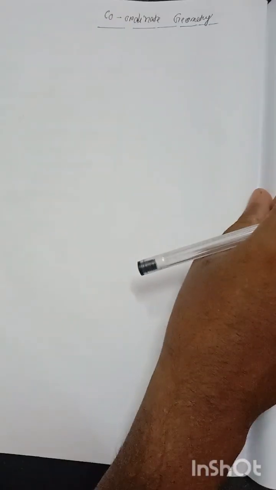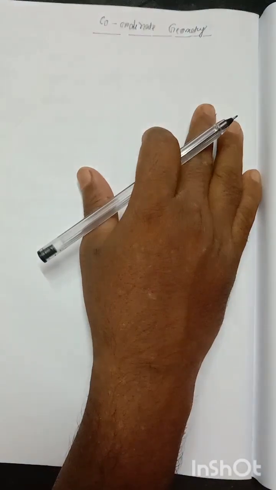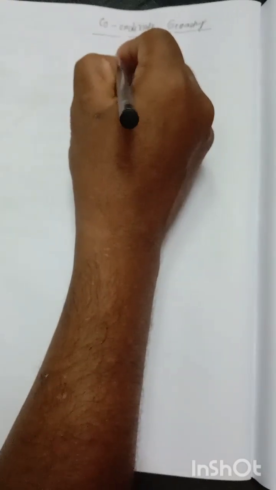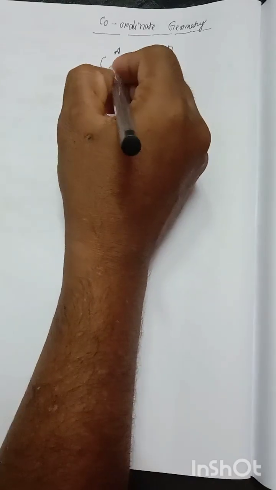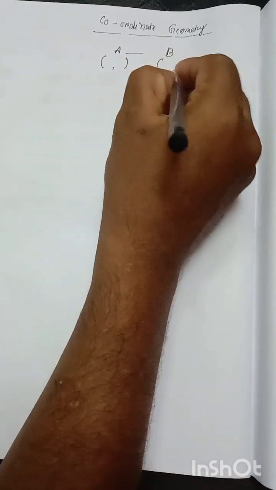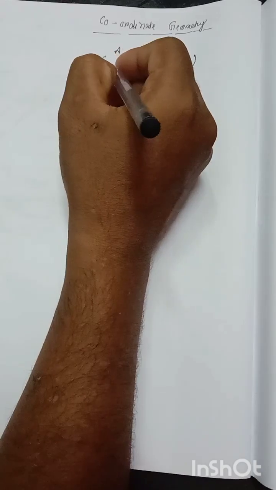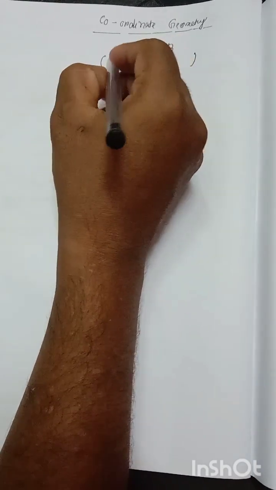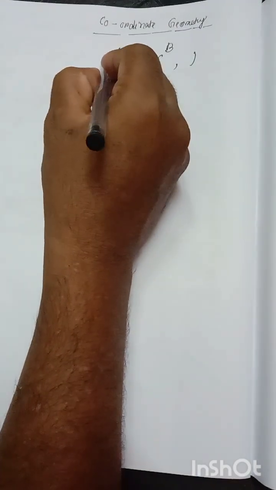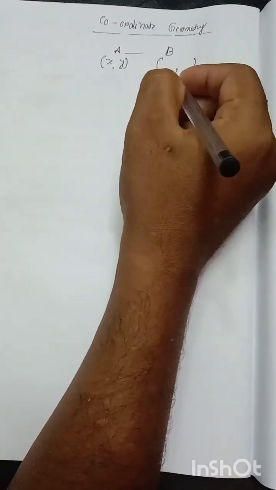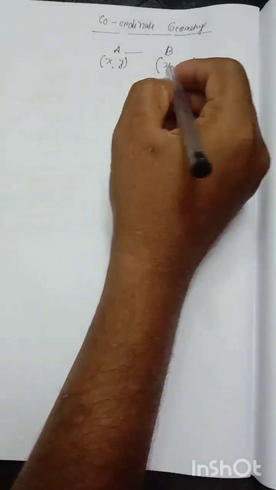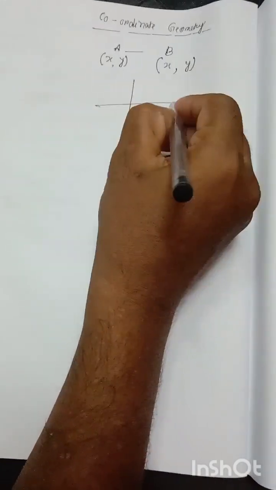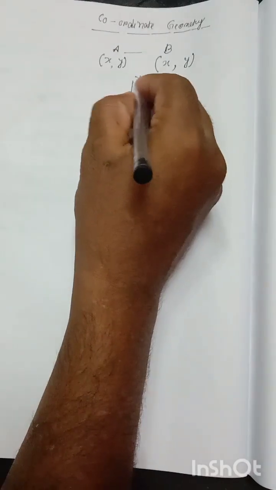So, to understand coordinates, we have to assume two points, A and B. Every single point has an abscissa and an ordinate. In the previous classes, you have learned that a point has coordinates x and y. Similarly, B is a point whose coordinates, assume, are x and y. We have already learned that in a graph, this is the x-axis and this is the y-axis.